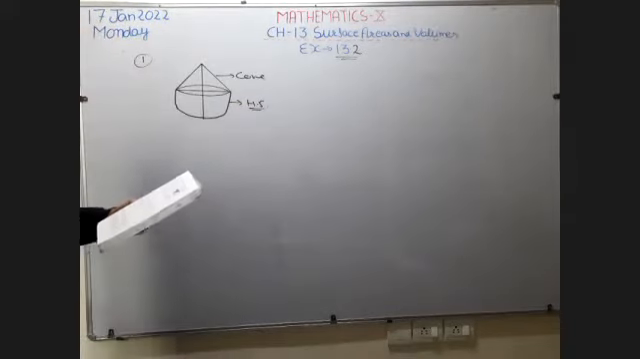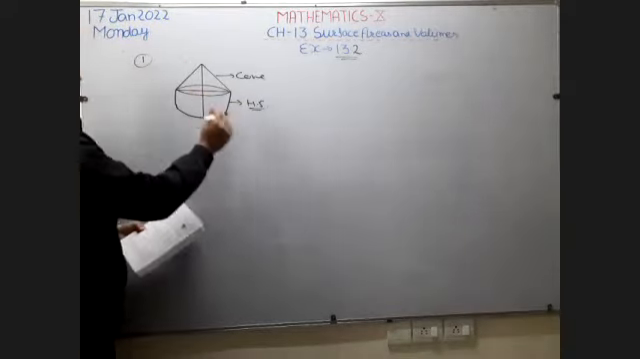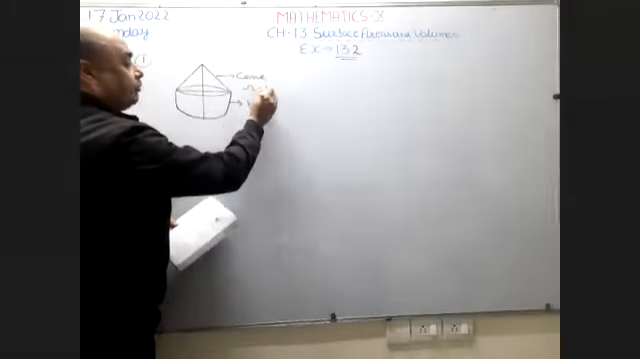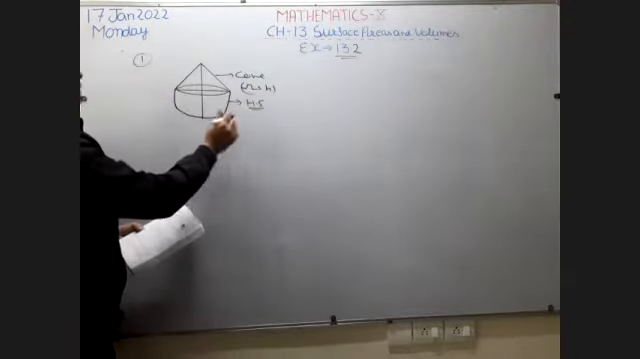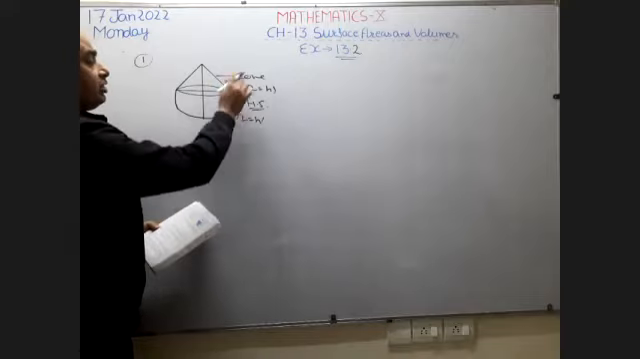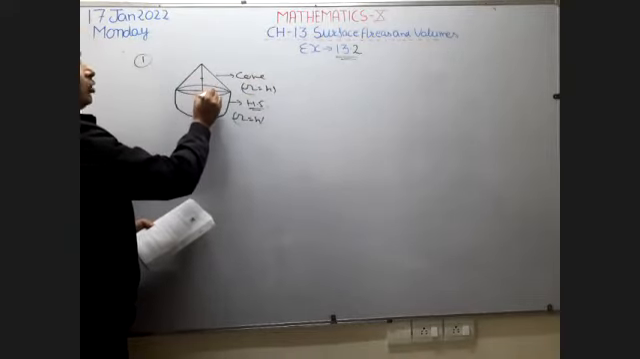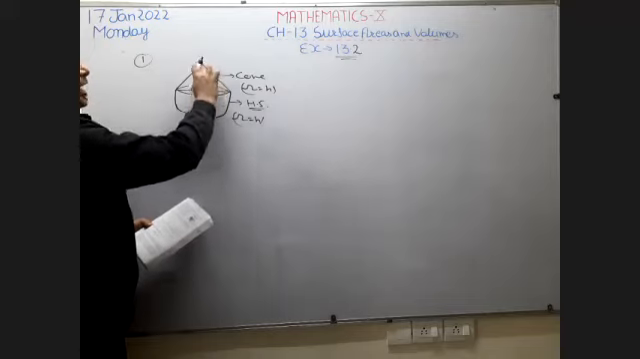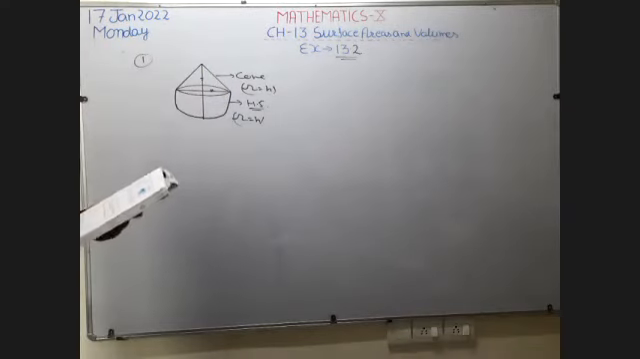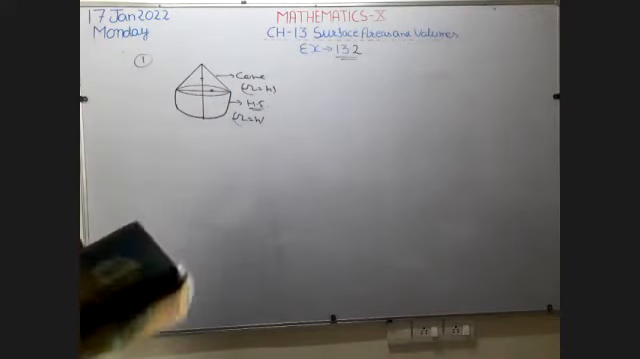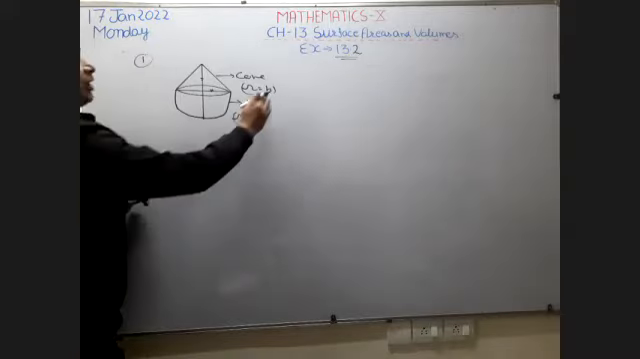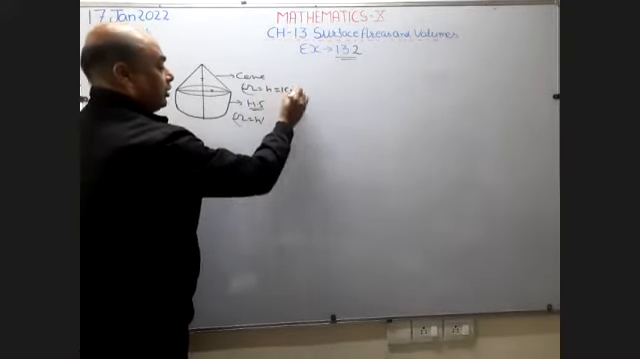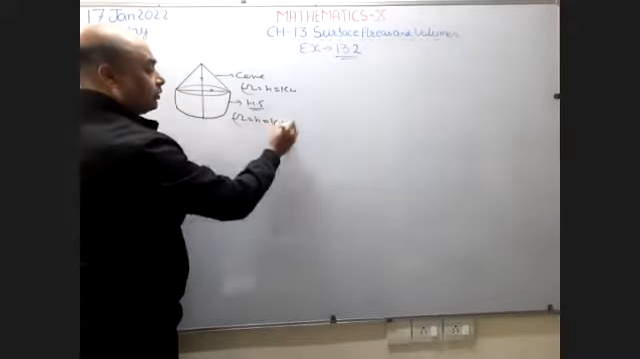Now it is given that in this cone, radius and height both are equal. In a hemisphere, it is already equal. But in this question, the radius of the cone and height are equal to each other, and both are equal to 1 centimeter. So write here 1 centimeter, and this is also equal to 1 centimeter.